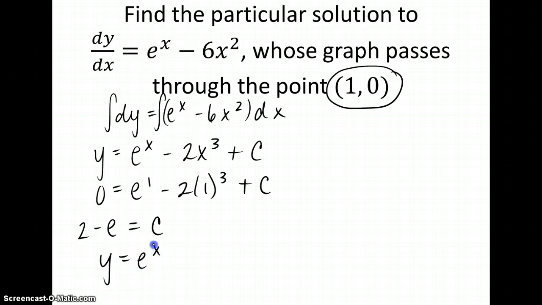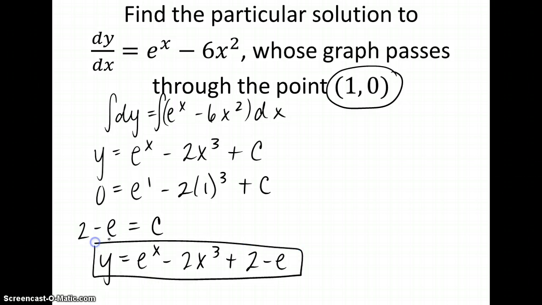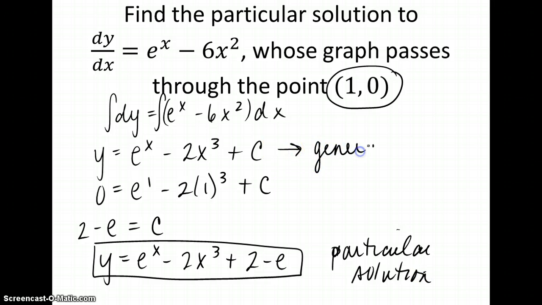I'm putting it all together. This is our final answer. And again, that's the particular solution, which the directions are very specific to ask for. And if we just stopped here, that would be our general solution. But both of those functions, the general and the particular, have the same derivative, which is e to the x minus 6x squared.